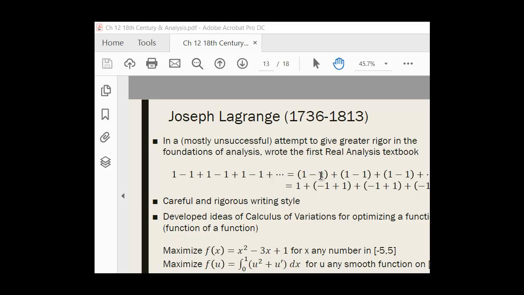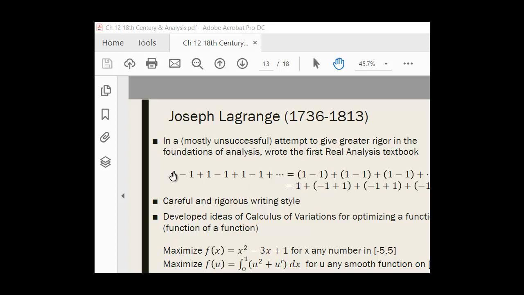One thing we could do is group like this. So here's 0 plus 0 plus 0. So obviously the sum is 0. But if we save out the first one, then it's 1 plus, and negative 1 plus 1 is 0, negative 1 plus 1 is 0, negative 1 plus 1. So this adds to 1 plus 0 plus 0, and of course the sum is 1.